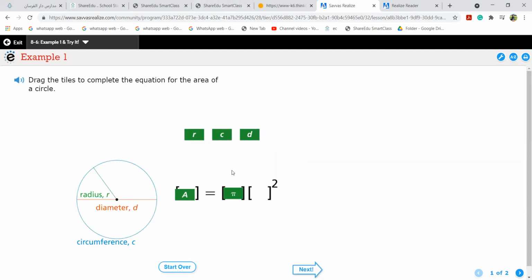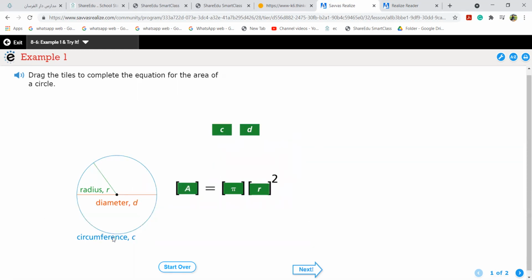Pi r square. Now, what's your name? Zishan, what is the difference between the circumference and area? What is the difference between the circumference and the area? In circumference, it was C equals 3.14 times d, right? C equals pi d.